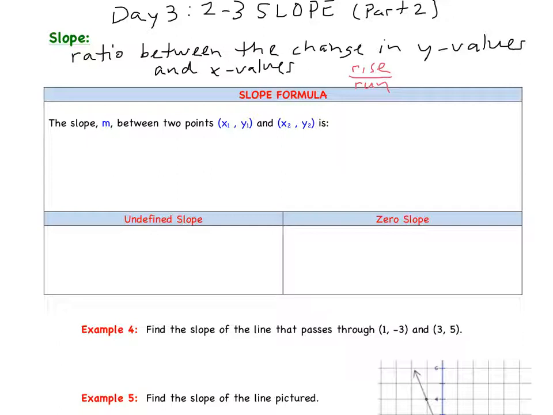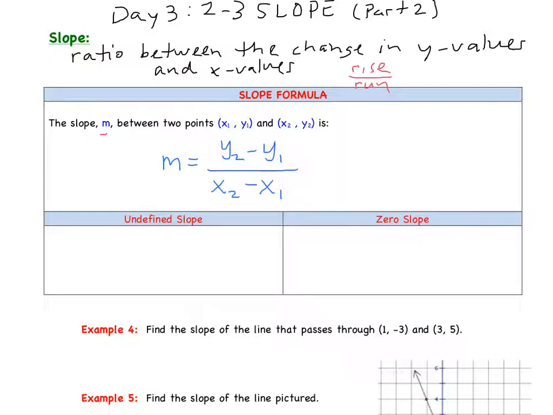Okay, so do you remember the slope formula? The slope m, that we refer to it because it will show up that way in our linear equations later on, between 2 points x1, y1, and x2, y2 is the following. M equals y2 minus y1 over x2 minus x1.